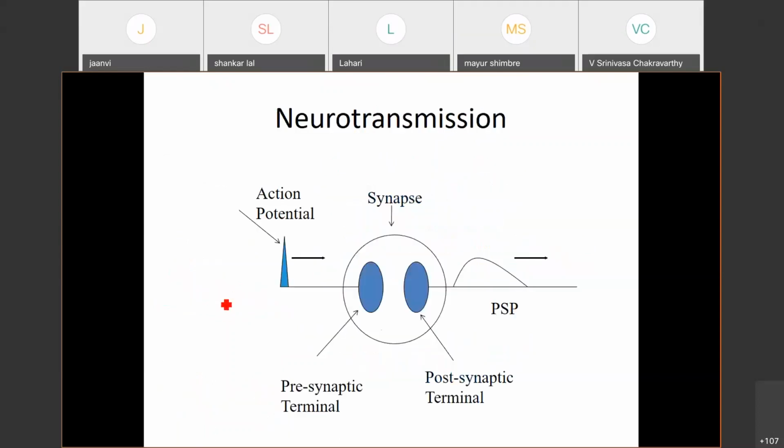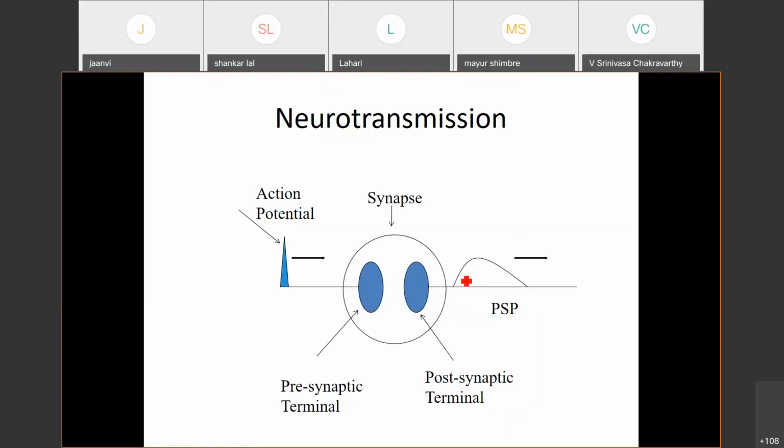This schematic shows a synapse. This is a button, which is the presynaptic terminal. A synapse has 2 sides: the presynaptic terminal, which is on the axonal side of a neuron, and the postsynaptic terminal, which is the dendritic side of another neuron. When the action potential comes to the presynaptic terminal, the chemical is released, and because of its action on the postsynaptic terminal, a voltage is produced on the postsynaptic terminal.